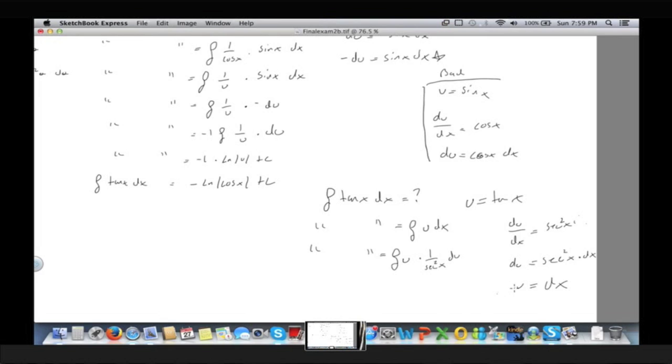Oftentimes you can't tell whether a substitution will work without trying it. So that was an excellent thing to try. You can kind of see from the start this probably won't work, because what's the derivative of tangent x? Secant squared x. But there was no secant squared x in the expression. In your class, the only substitutions you're going to be using are substitutions whose derivatives are also in the integral.